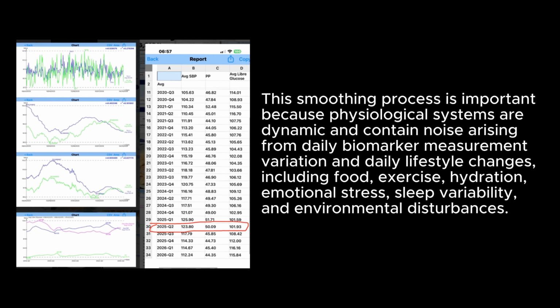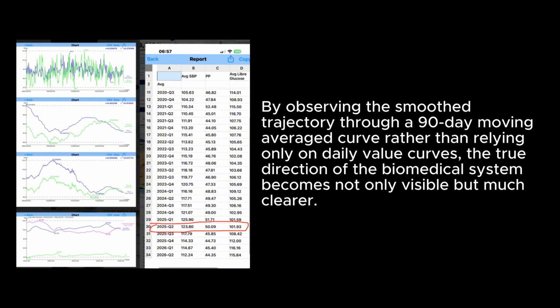This smoothing process is important because physiological systems are dynamic and contain noise arising from daily biomarker measurement variation and daily lifestyle changes, including food, exercise, hydration, emotional stress, sleep variability, and environmental disturbances. By observing the smooth trajectory through a 90-day moving average curve rather than relying only on daily value curves, the true direction of the biomedical system becomes not only visible but much clearer.